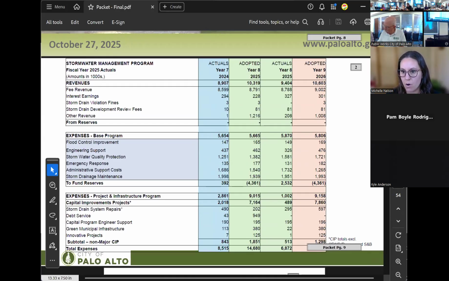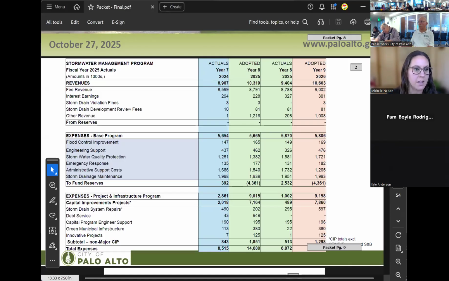We have overall adopted 5,665,000 for that base program expenses, and we came in at 5,870,000. When I look at the breakdown, the bulk of the reason for that overage is administrative support costs, which is going to be staff time. And when I dug into it, it's a little bit of our operations and maintenance overtime staff that had to report to different events throughout the fiscal year, storm events, that is.